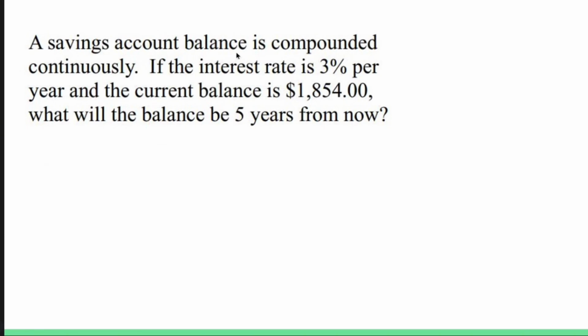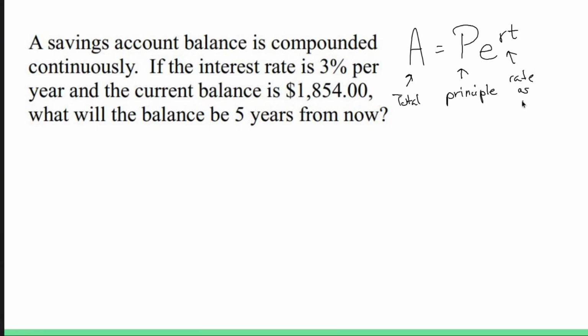A savings account balance is compounded continuously. So this involves the continuously compounded interest formula. That is the total amount equals P times e, that's right, the number e, to the rt. P is your principal, that's your starting amount. A is the total amount, e is the number e, r is your rate as a decimal, and t is the time that they give you.